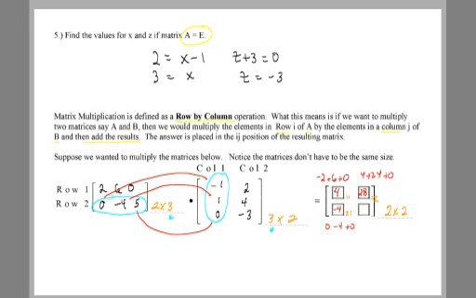Let's do that with our last row and our last column.